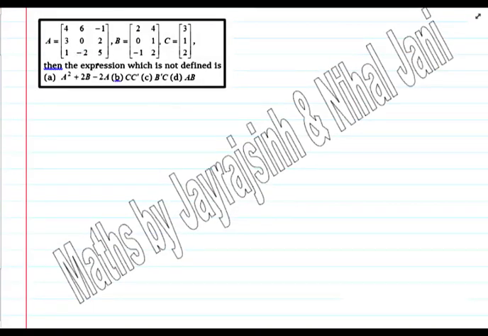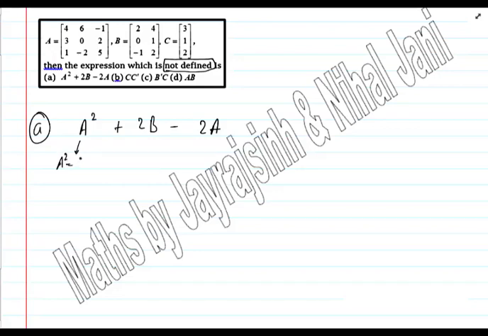Okay, the next question is based on matrix multiplication. Here we have three matrices A, B and C, and we have to find which of the expressions is not defined. Okay, so one by one we have to check which of these expressions is not defined. So let's begin with A. In A it is given, you have to check A square plus 2B minus 2A, right? Now here we have to check the order of each term.